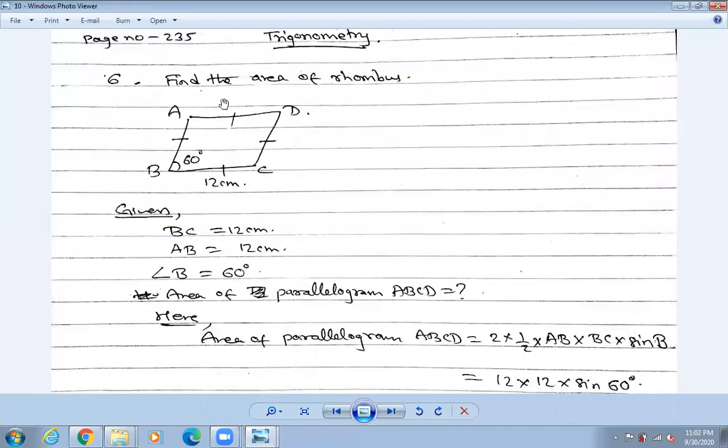Okay, so look, I've already done this one. So find the area of rhombus, and so all sides are equal. So this is also equal to 12 centimeter. So same question here, 12 centimeter.